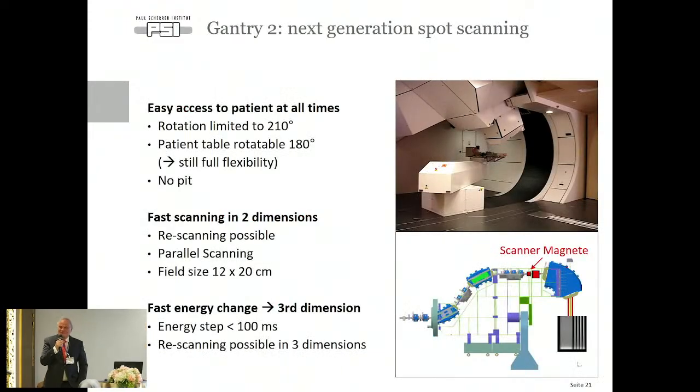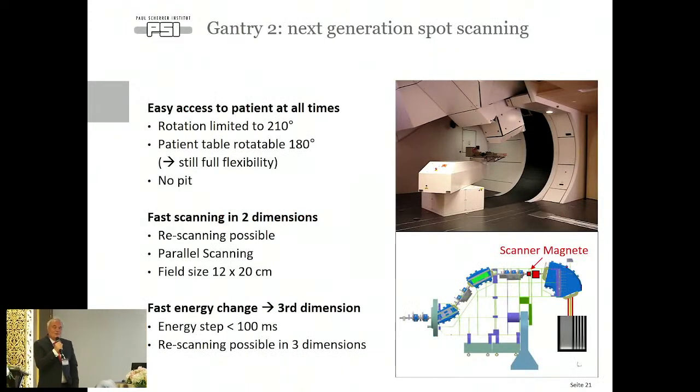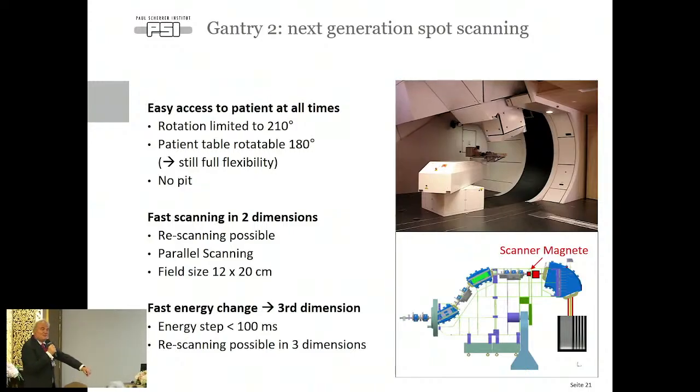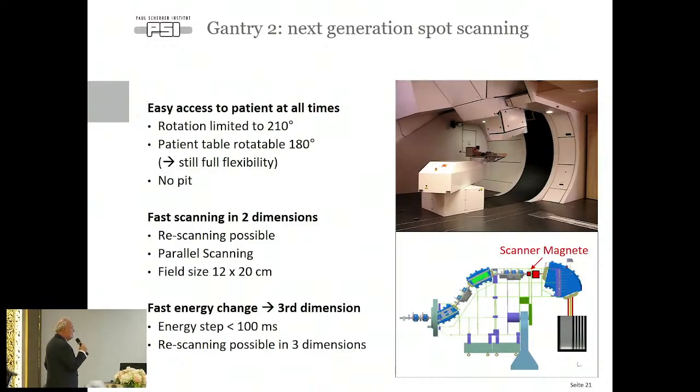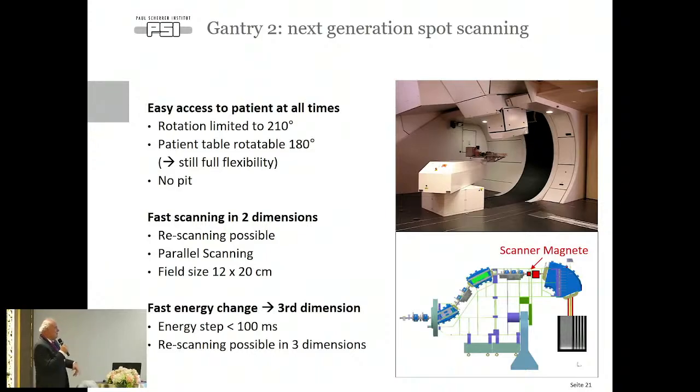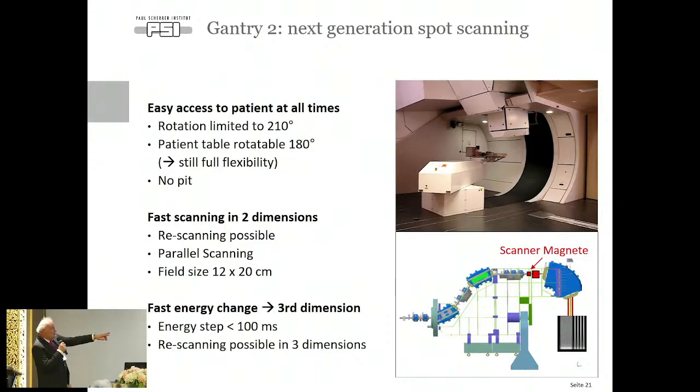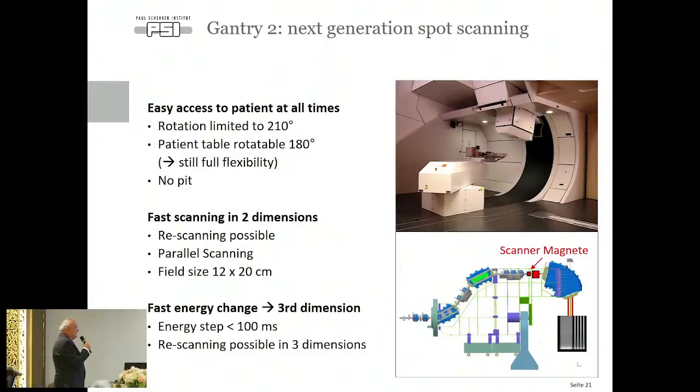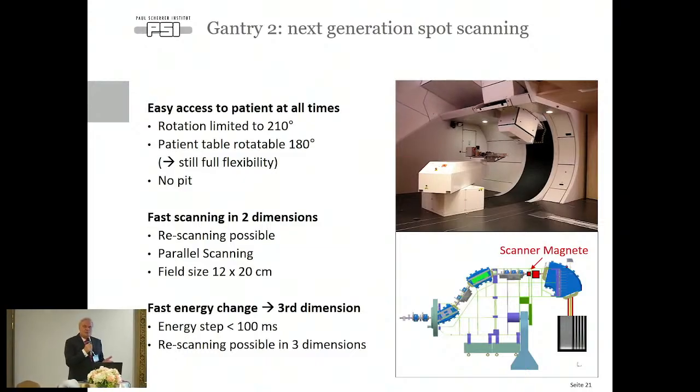So after a couple of years with Gantry 1, we thought, what would we improve from the experience that we gained with the first machine? And we constructed the second gantry, which you see here in this animation. On the patient table is just a phantom, a measurement device, but this is where we position the patient. And it has a lot of improvements.